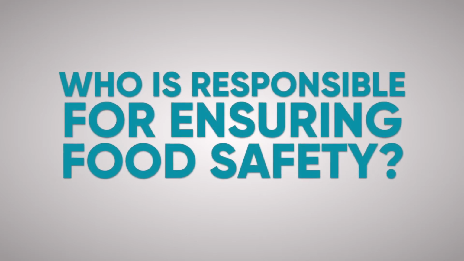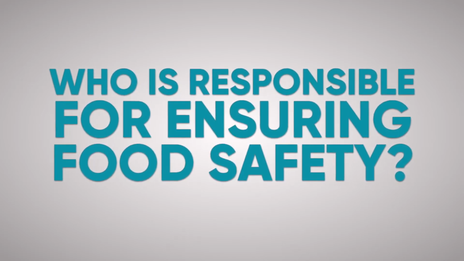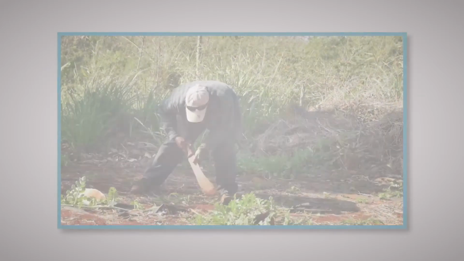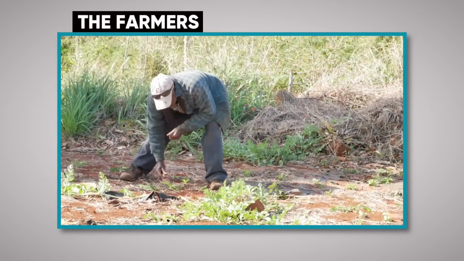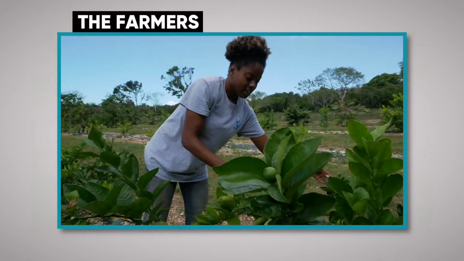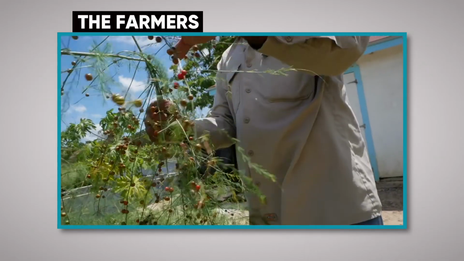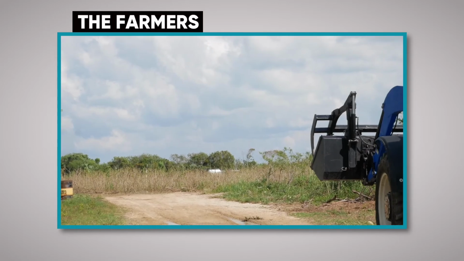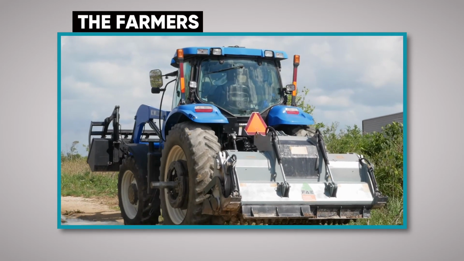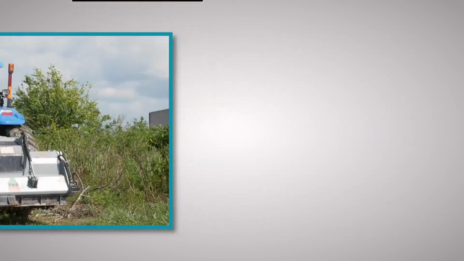Who is responsible for ensuring food safety? It is important to recognize that each and every actor in the food chain is responsible for specific activities under his control, starting with the farmer, who being at the first stage in the food chain has responsibility for implementing GAP, including maintaining records accurately.